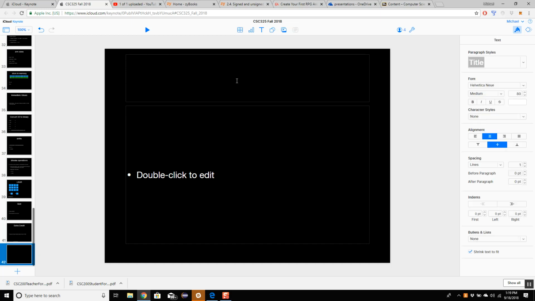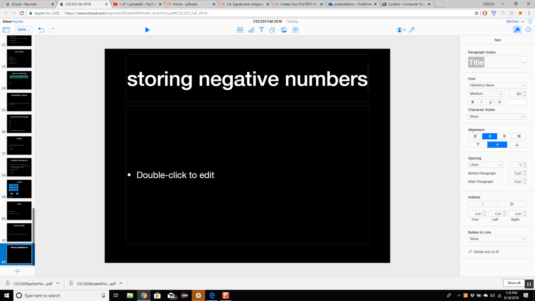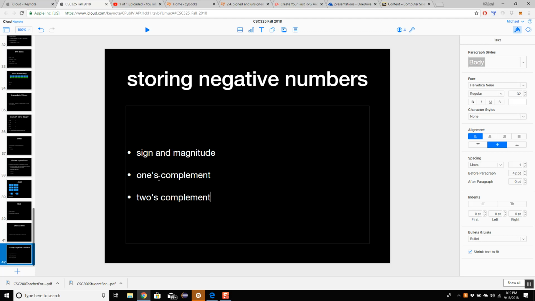All right, so storing negative numbers. We have kind of three approaches here. I'll just put out the three approaches initially, then we'll look at these in passing. One kind is called sign and magnitude. Another one is called one's complement. Another one is called two's complement. Now the punchline here is that two's complement is the winner.